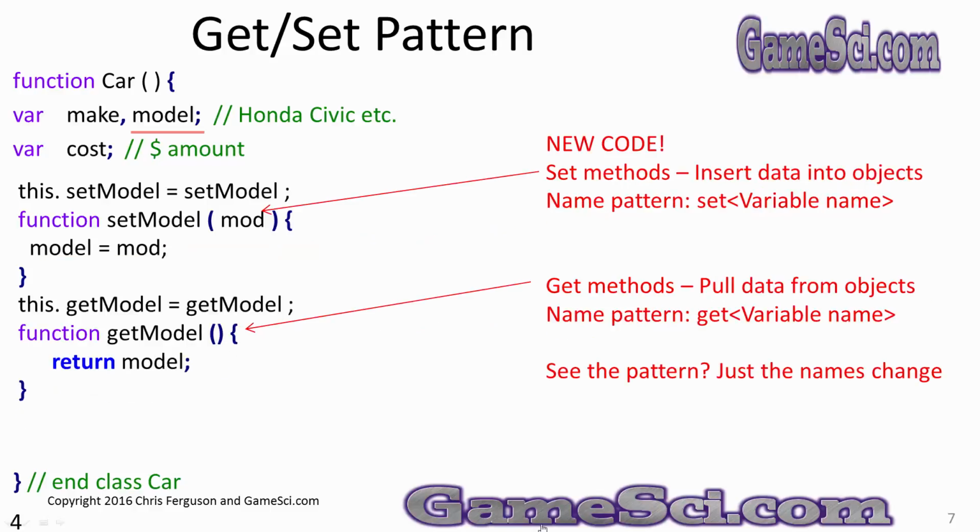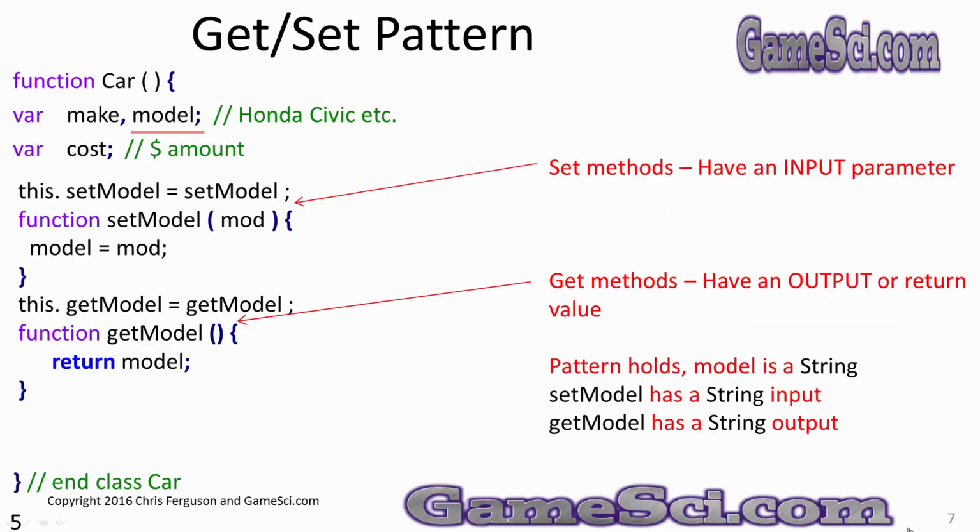Here's some new code. I'm now looking at this variable model. If I have an object variable named model, I want to write a setModel and a getModel that allow me to change the values or access the values stored inside the object. Get methods pull data from objects. The name pattern for that is get and the variable name with an uppercase first letter. Now, are you seeing the pattern? All I really changed from setMake and setModel is the name. All I really changed between getMake and getModel is the same.